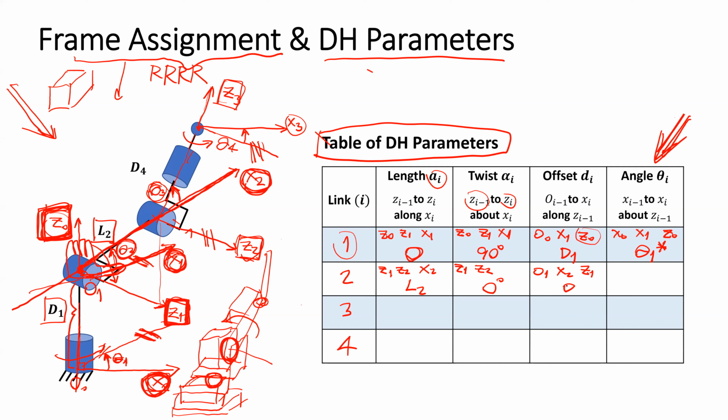The joint angle is the angle between x1 and x2 measured about C1. The angle between x1 and x2 measured about C1 is theta 2.